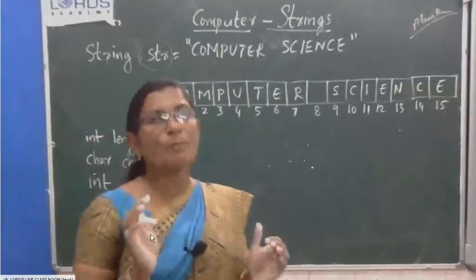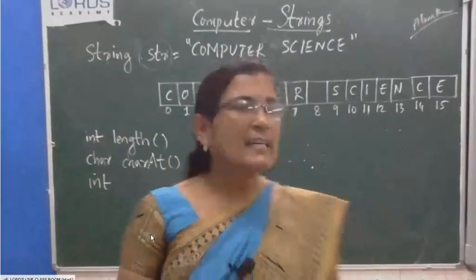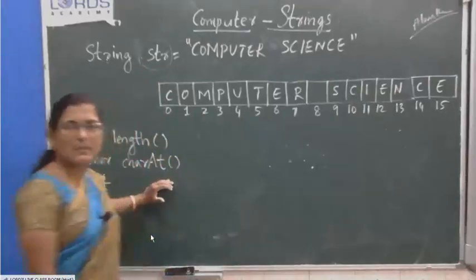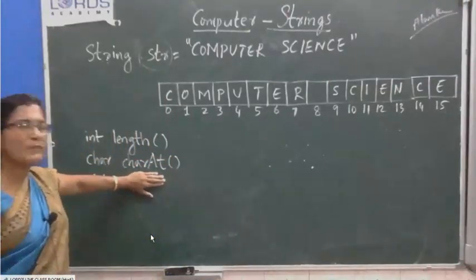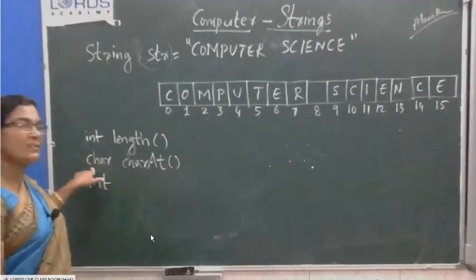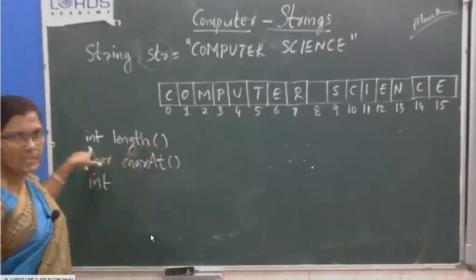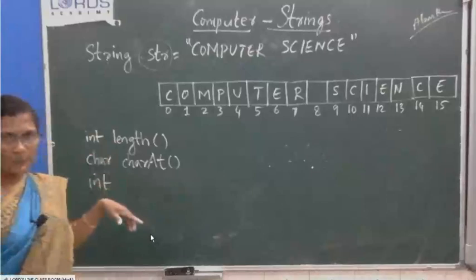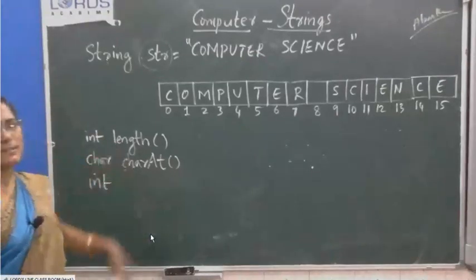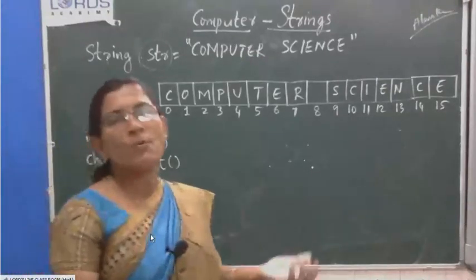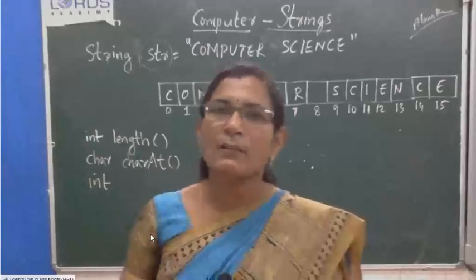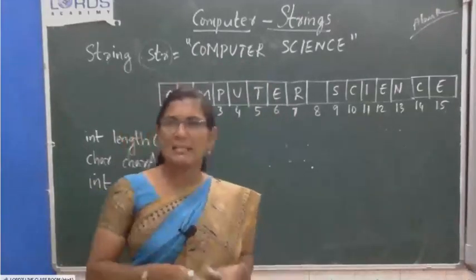Sometimes there may be a 2 marks question. What is the return data type of charAt method? Character. What is the return data type of length method? Integer. It gives you an integer value. When length method is used, it gives you an integer value. What is that integer value? It is the length of the string. How many characters are there in the string?